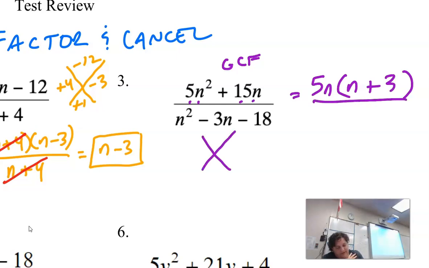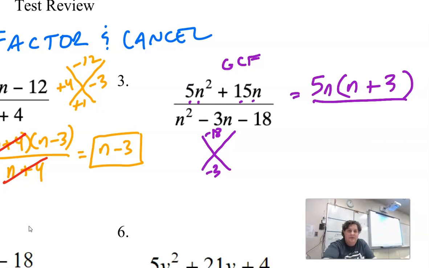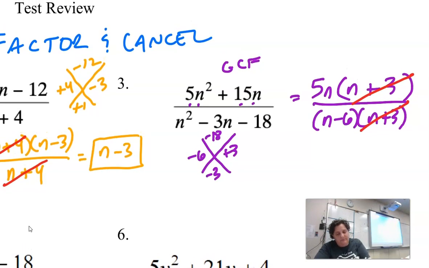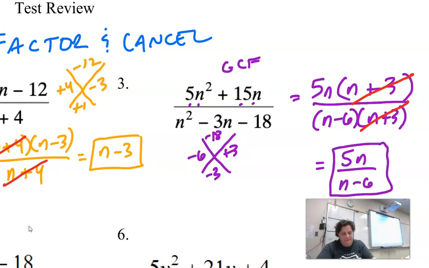And then down here, I'll do the big X, okay? Multiplies to make 18 and subtracts to make 3 would be 6 times 3, -6, positive 3. If you see something where nothing cancels out, then check your factoring again, because I'm going to give you guys only stuff where at least one thing will cancel out, right? Okay. So my answer for this will be 5n over n minus 6.